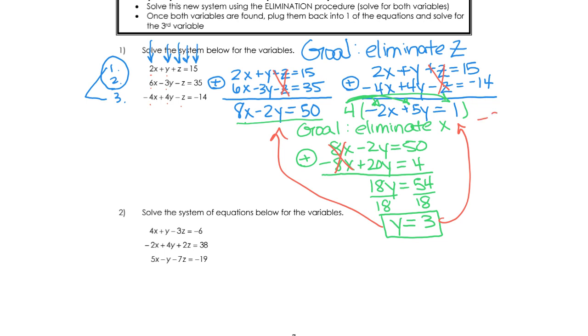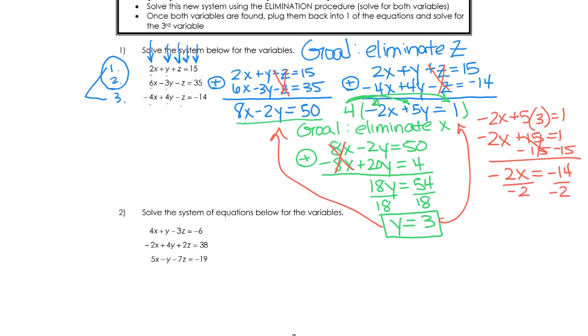And so I'm going to say negative 2x plus 5, but the y comes out and 3 goes in because we just solved for y and found out that it's 3. And we're just going to simplify. So this is going to turn into a plus 15. We're going to go ahead and subtract 15. We end up with negative 2x is equal to negative 14. And we're going to go ahead and divide by negative 2. And x is going to come out to equal 7. And now we have 2 out of our 3 variables.